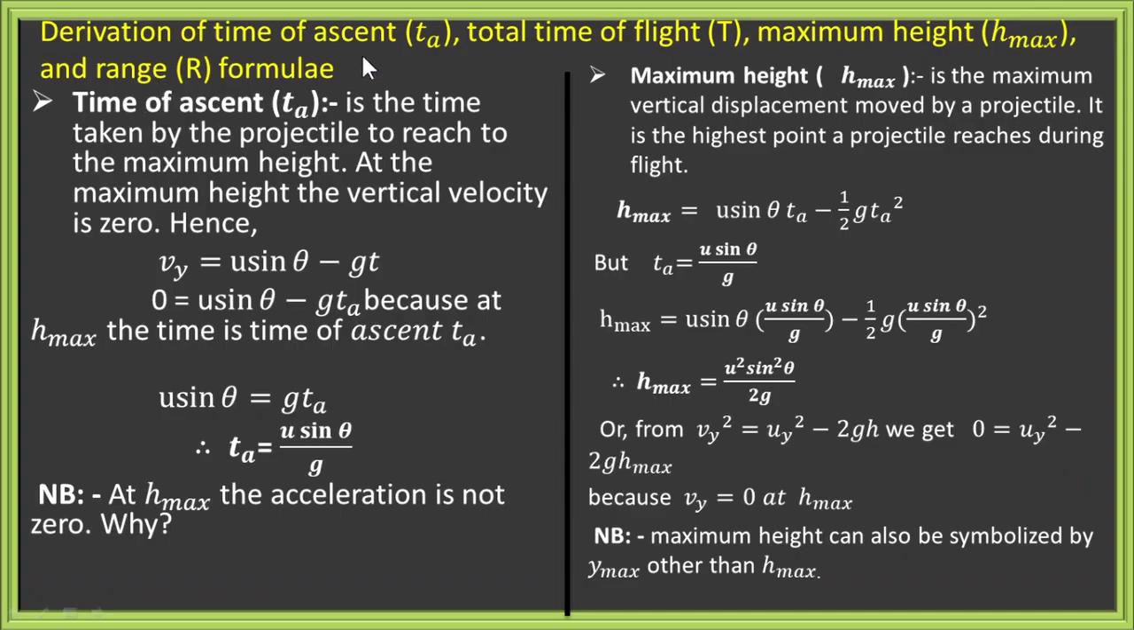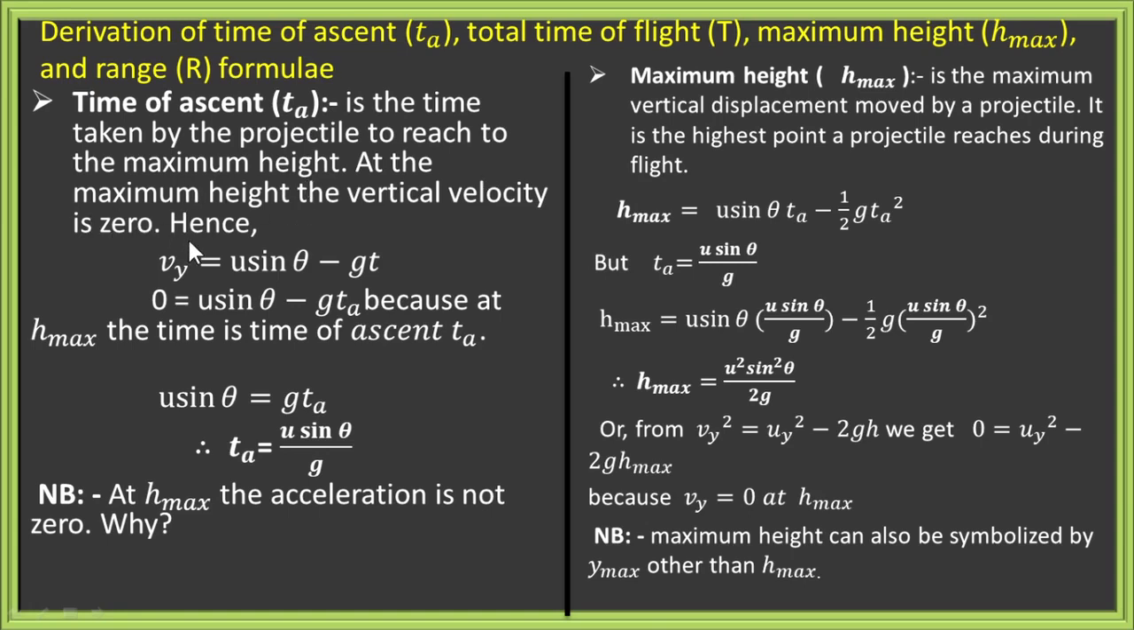Derivation of time of ascent, total time of flight, maximum height, and range formulas. Time of ascent is the time taken by the projectile to reach the maximum height. At the maximum height, the vertical velocity is 0.